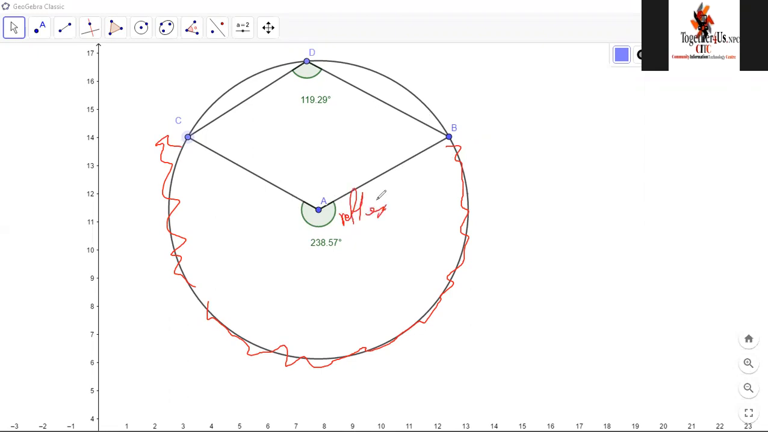Now, we can see the theorem should still work. 238.57 divided by 2. Guess what? We get 119.29. So this thing is still twice that. And you can see also the arms of this angle D are still held by points B and C. The same thing here. Now, it's just that this one, you must read it this way. So here is B, here is C. This is your angle. That's how you are measuring your angle in this case.